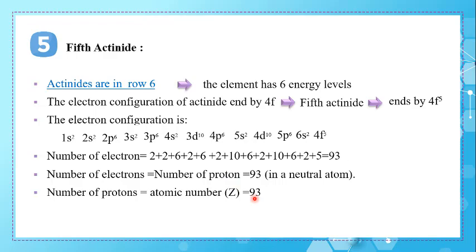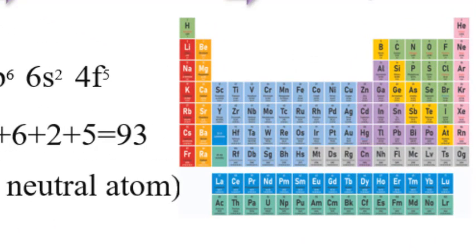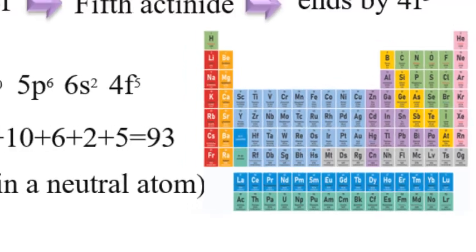Now let's summarize that using this section of the periodic table. The electron configurations of all actinides end by 4f. So the electron configuration of the first actinide ends by 4f1. The second actinide ends by 4f2, and so on. So the electron configuration of the fifth actinide ends by 4f5.